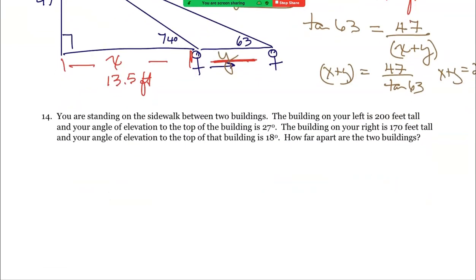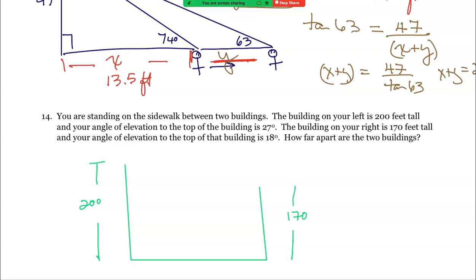Okay, you are standing on the sidewalk between two buildings. I like this one too. So here are your two buildings. You've got one that's 200, and then here I am standing in between, and I have another one that's 170, right? So this one, the building on my left, is 200 from here to here, and on my right is 170. And where am I standing? Just someplace between them. Okay, I'm going to put it here, but it's not required that it's in the middle.